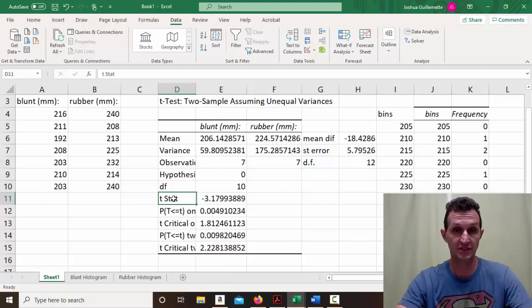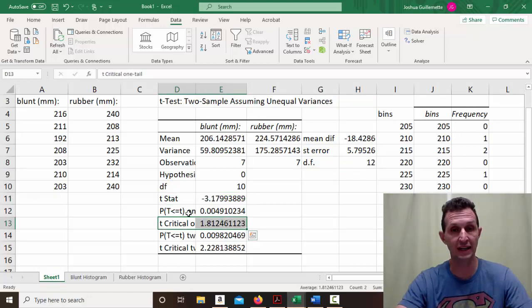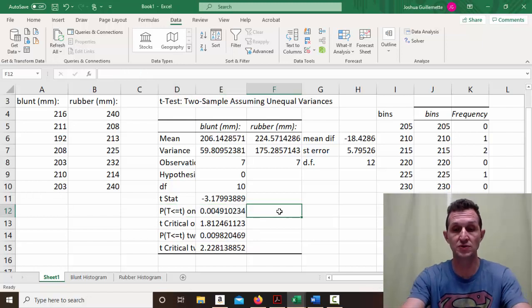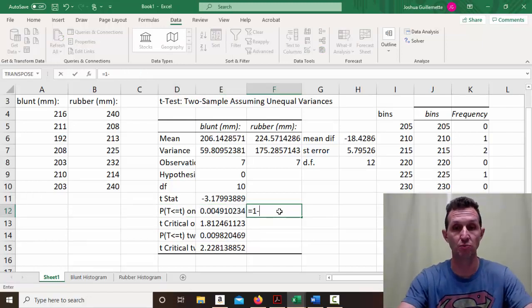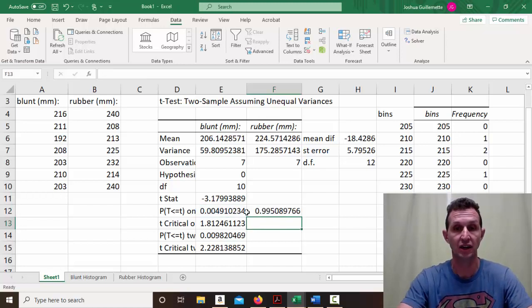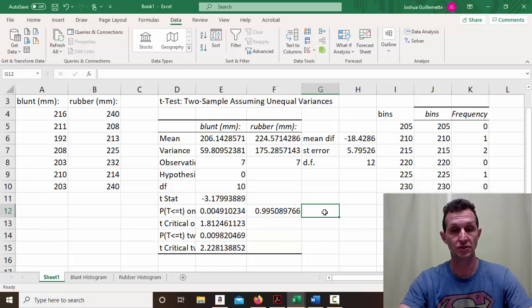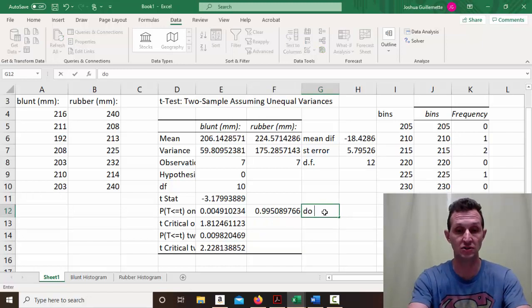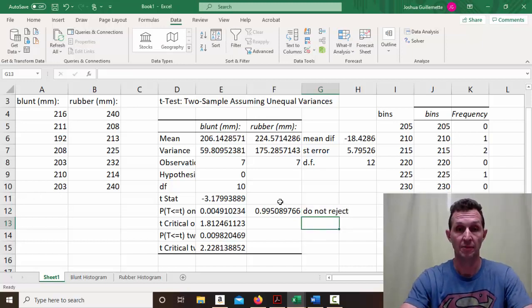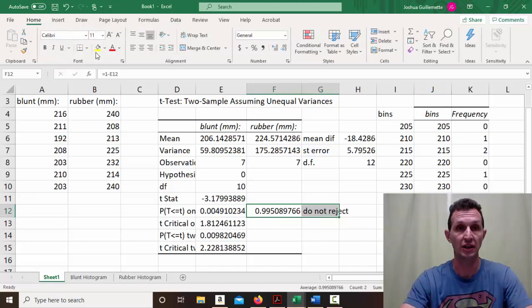All right, now, the t-stat is -3. The critical value is 1.8. This p-value is 0.0049. If you did this in your calculator, you probably actually got something like 0.99505, and you would be like, dude, we do not reject. Do not reject. And that would be fine, okay? For this p-value, you would absolutely not reject.